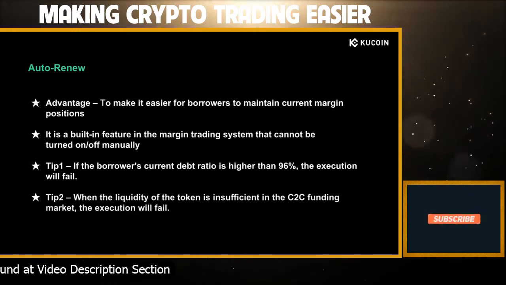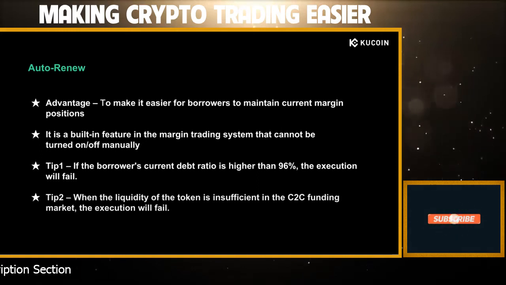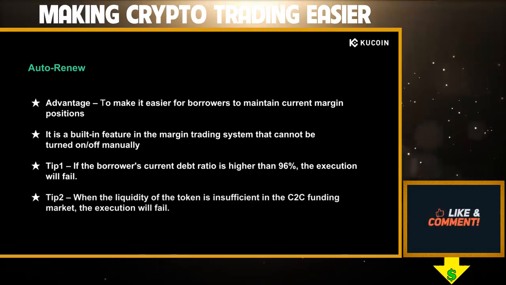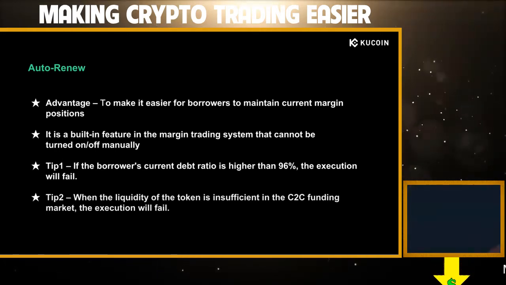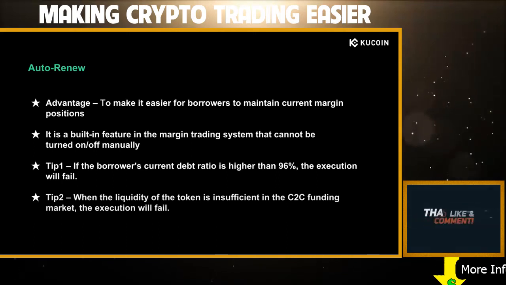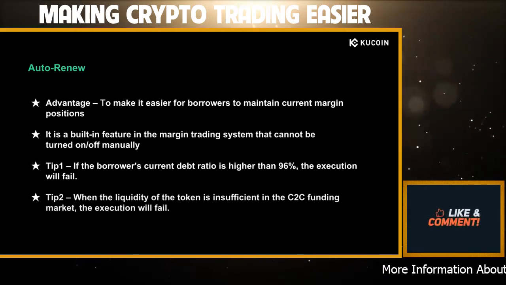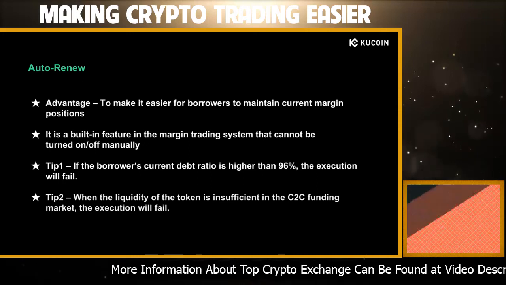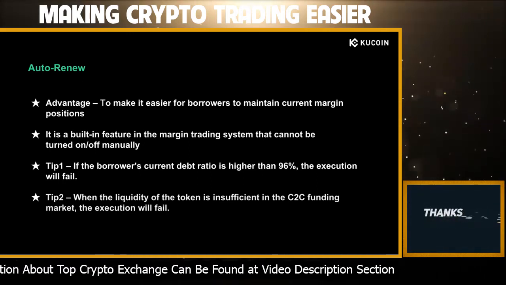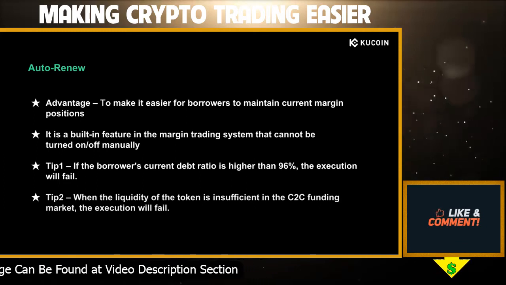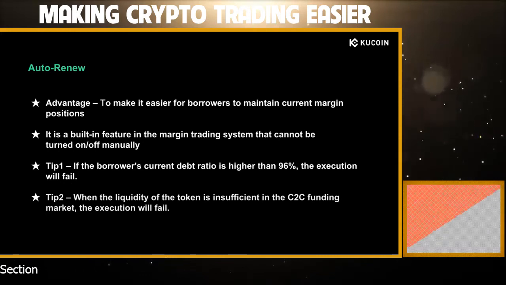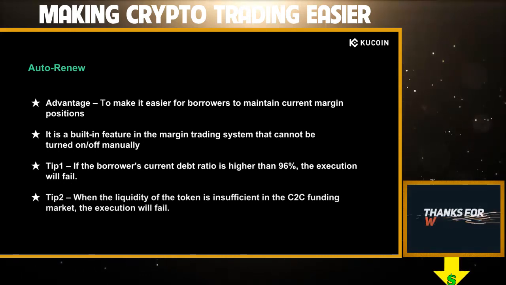Last but not the least, auto-renew. Auto-renew simplifies the borrowing process while maintaining the current margin positions for you. It will be triggered when the loan is about to expire and when the corresponding asset in your account is insufficient. In this case, the system will automatically borrow the same amount of the corresponding debt asset to continue the debt. It is a built-in feature, so you cannot manually switch it on or off. The auto-renew will fail if the current debt ratio in your account is higher than 96%. Or when the liquidity of the token is insufficient in the C2C funding market, the execution will also fail.